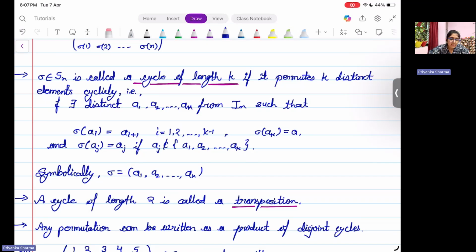Compactly, we can say that sigma of ai is a(i+1) if i varies from 1 to k minus 1. And what is sigma of ak? That is a1. And for the other aj's, sigma will work as the identity.